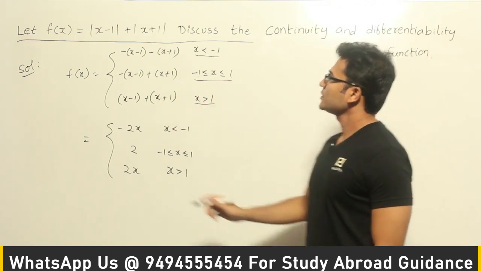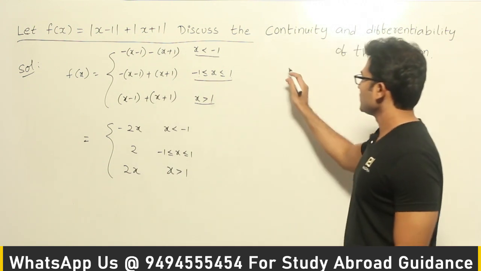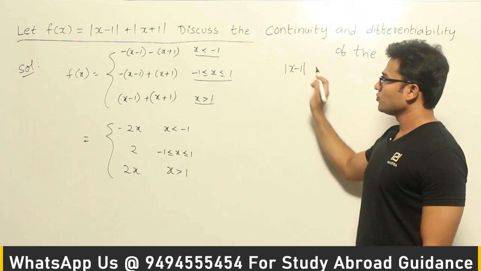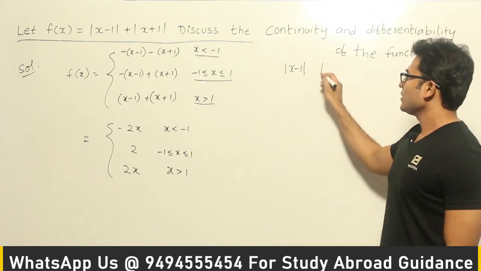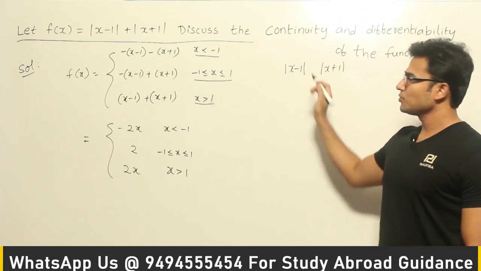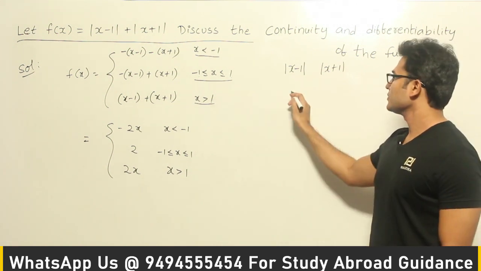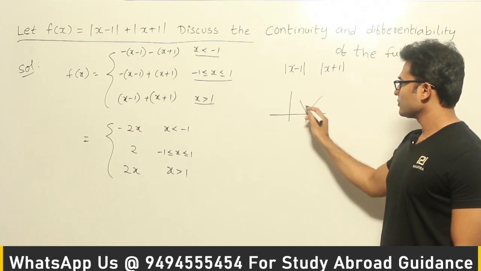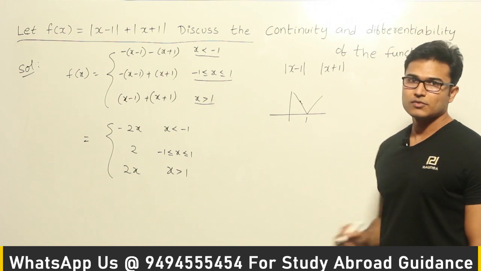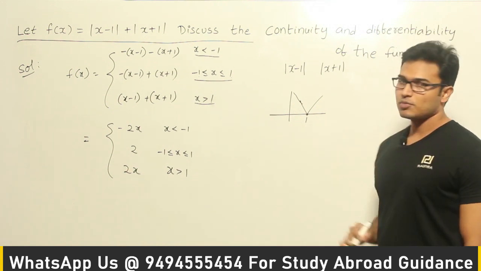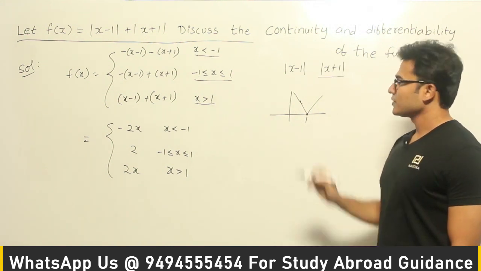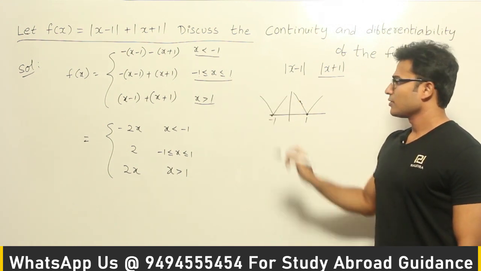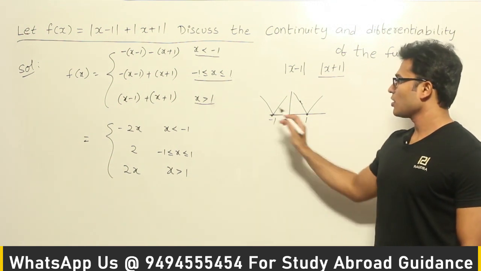First of all, whenever such functions are given, you can see that the functions are of the form mod x. It is a combination of two functions. One is mod x minus 1 and the other is mod x plus 1. If you look at the graph for mod x minus 1, it is going to look something like this. At the point 1, there is a corner point. Now if you look at mod x plus 1, then at the point minus 1, when x equals minus 1, it is going to have a corner point.